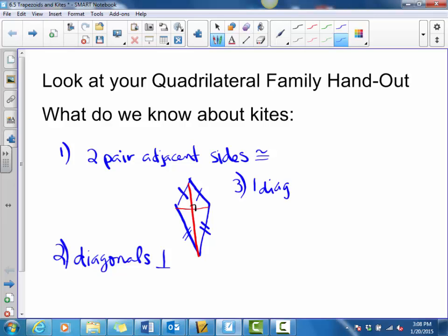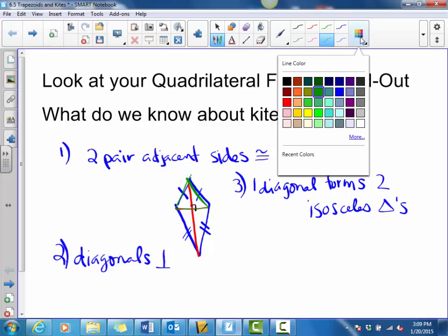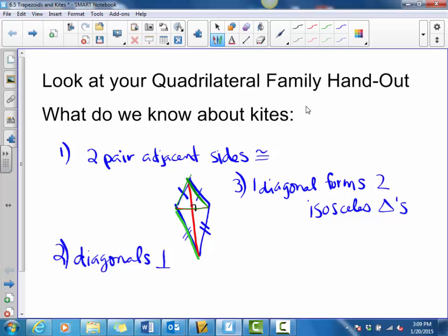One diagonal forms two isosceles triangles. So I'm going to color those in green. So this is an isosceles triangle because these two pieces are congruent. And this is also an isosceles triangle.